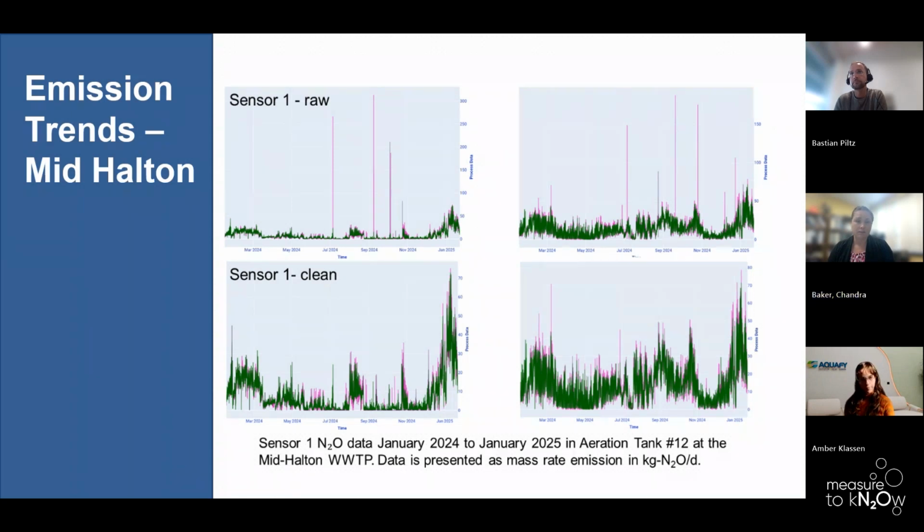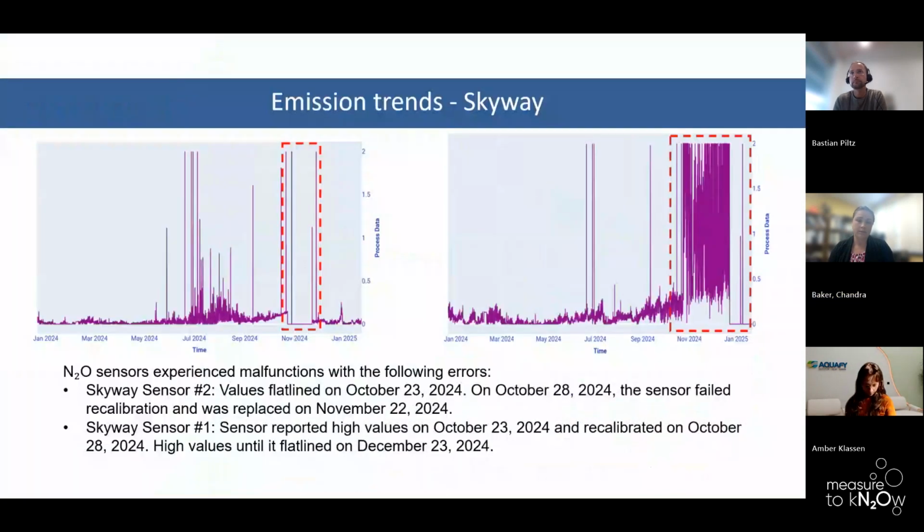Next slide, please. So one of the things we found very interesting between the two facilities: at our Mid-Halton plant, our signal was very consistent throughout the full year of our baseline study. We did not see that with our Skyway facility. We started seeing some malfunctioning happening in October of 2024. And as you can see through the data, there is a rising of the baseline data to the point that it actually malfunctions come November.